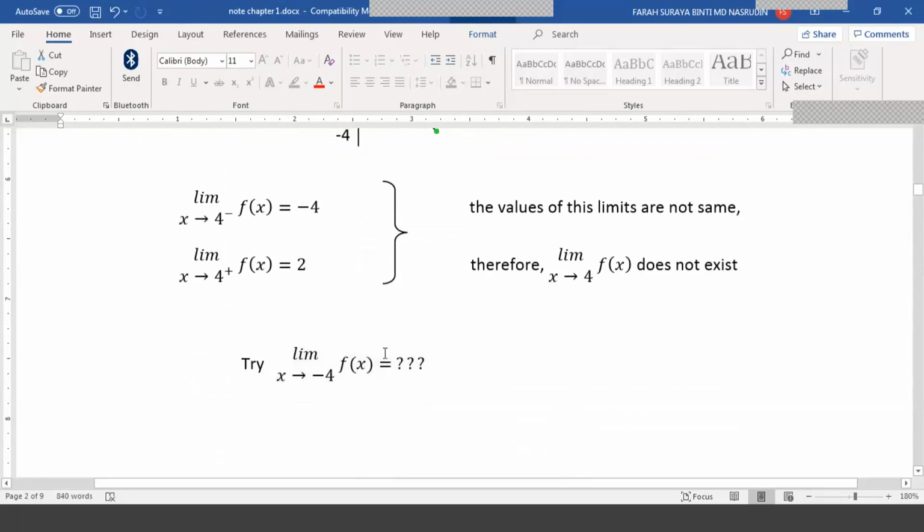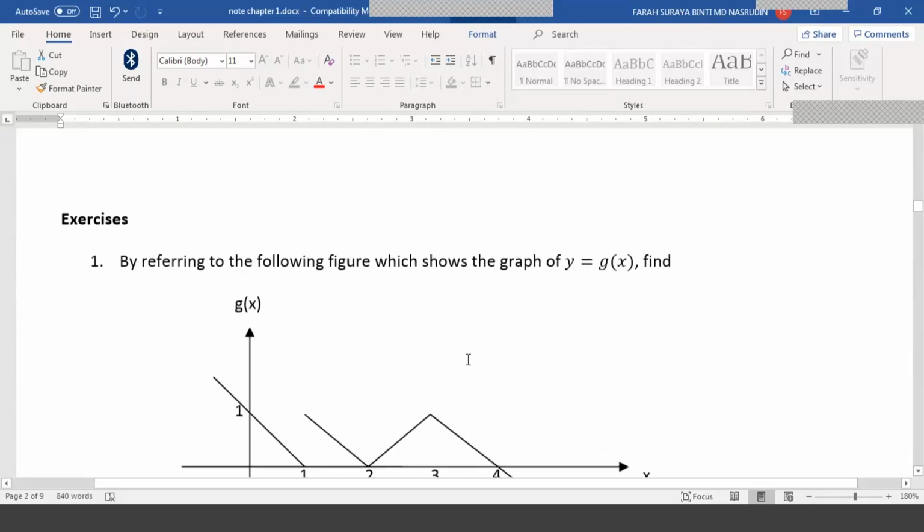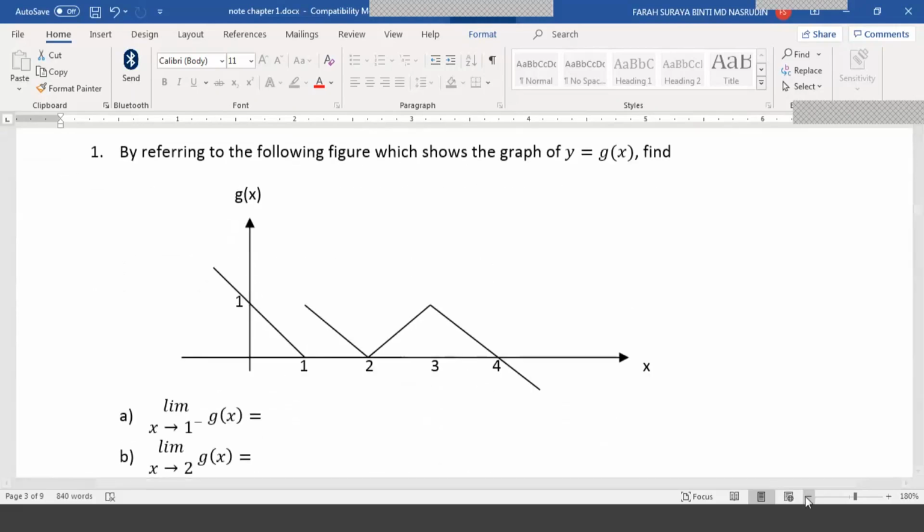Okay, boleh faham ke semua? Faham, Miss. Faham. Bagus. Okay, bagus.